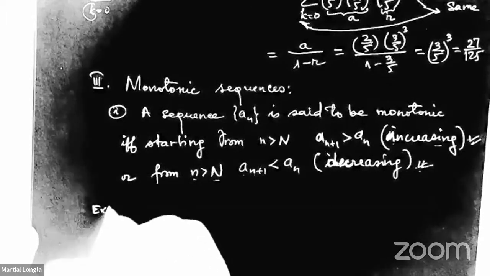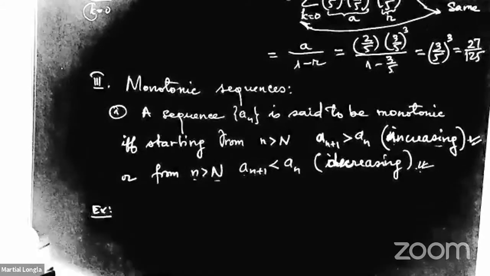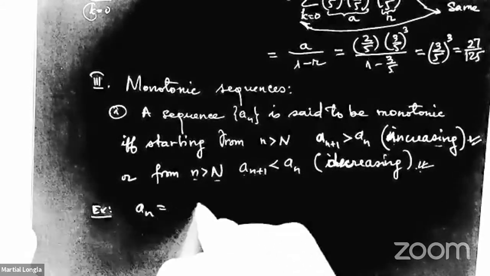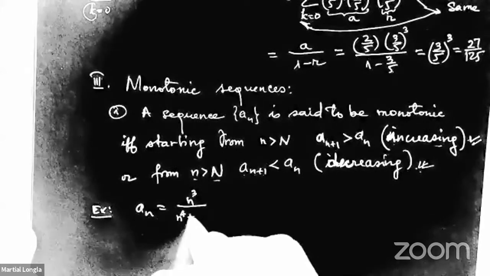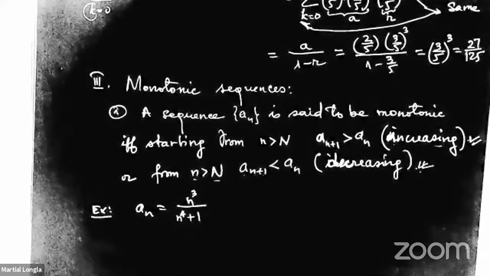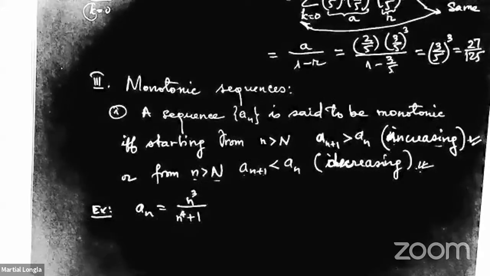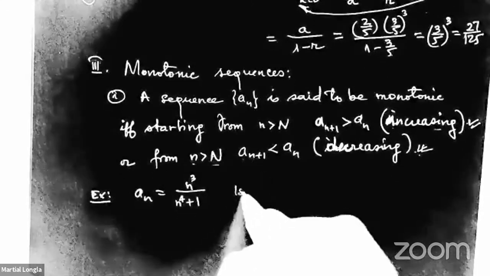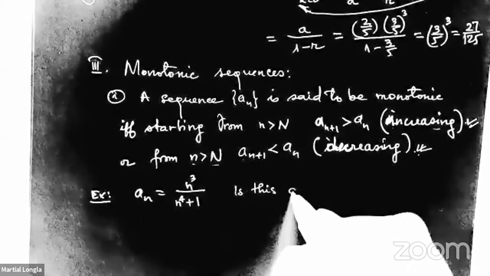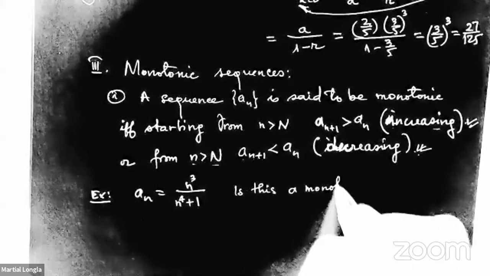So here, let's say we take a n equals n cubed over n to the 4th plus 1, for example. And the question is, is this a monotonic sequence?